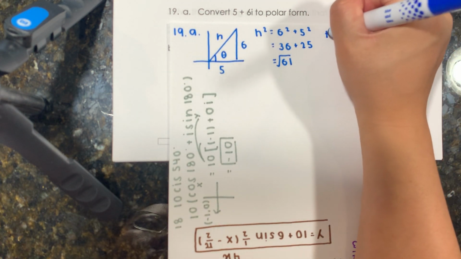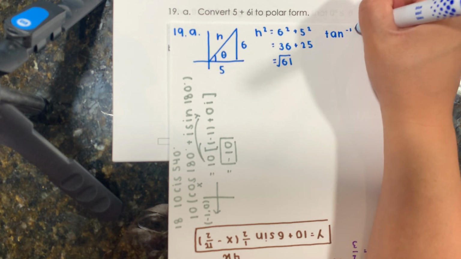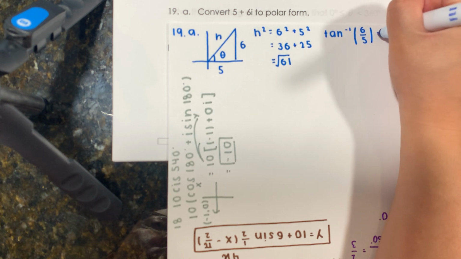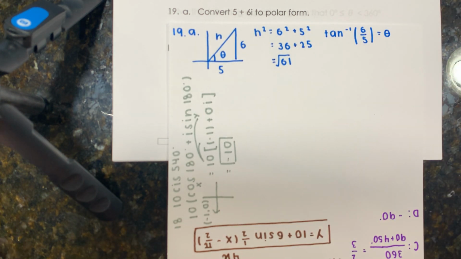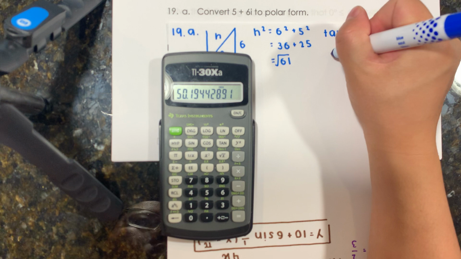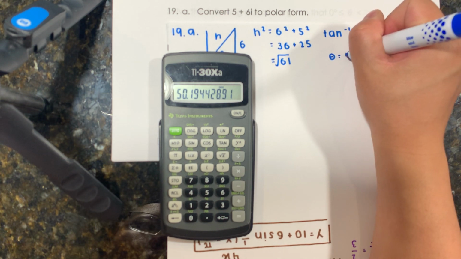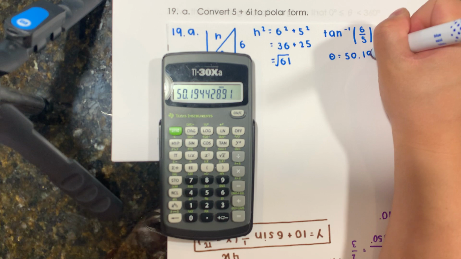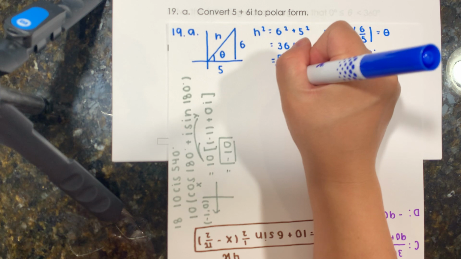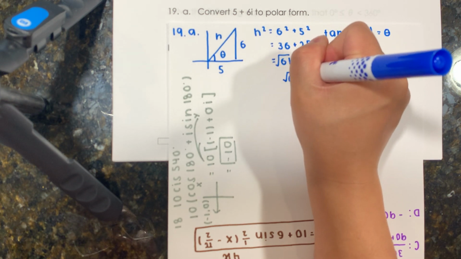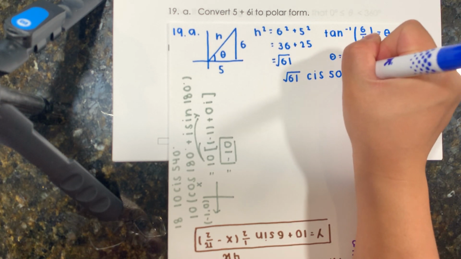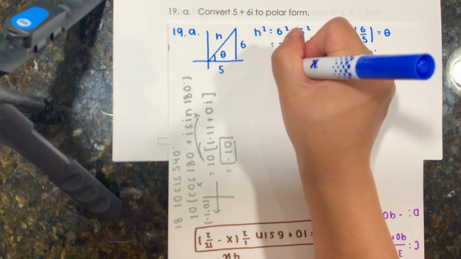Our angle, we're going to use inverse tangent. And that's always opposite over adjacent, so 6 over 5. And in your calculator, you're going to do 6 divided by 5 equals, then second tangent. So your angle would be equal to 50.19. And because it's in quadrant 1, we don't actually have to change anything. So our answer is just going to be root 61 CIS 50.19 degrees.